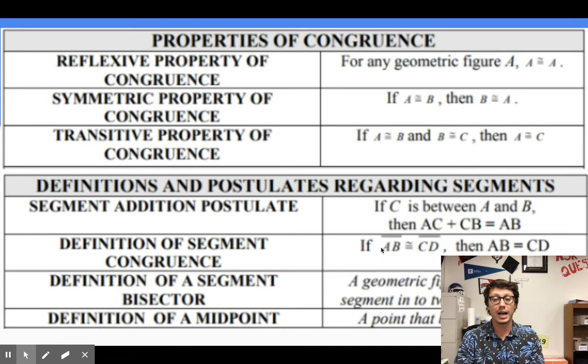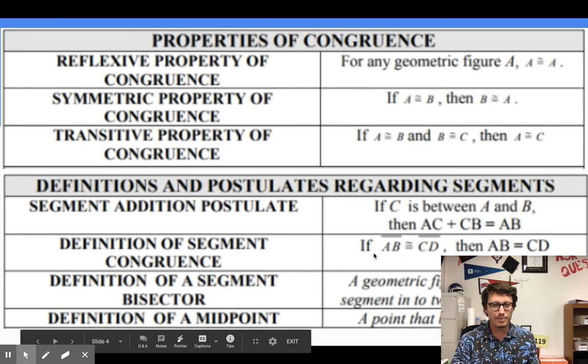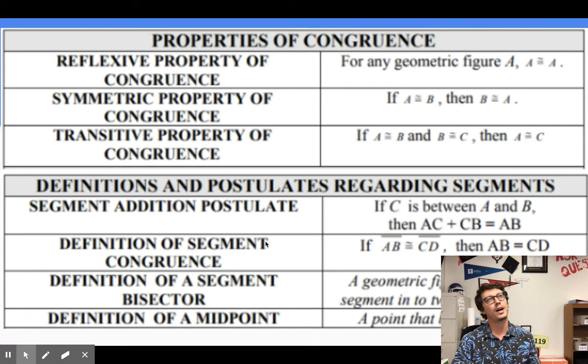If segment AB is congruent to segment CD, then that means AB is equal to CD. And you might be thinking, well, what's the difference? Technically, when we have a congruent sign, we've said this before, congruence means same size and same shape. Whereas when we just have an equal sign, that's literally just talking about the number or the length, not necessarily the shape, more just only the size. But again, with the definition of segment congruence, you can see that we are talking about congruency, so that's how you will know when we are doing these problems that you're going to use the definition of segment congruence.